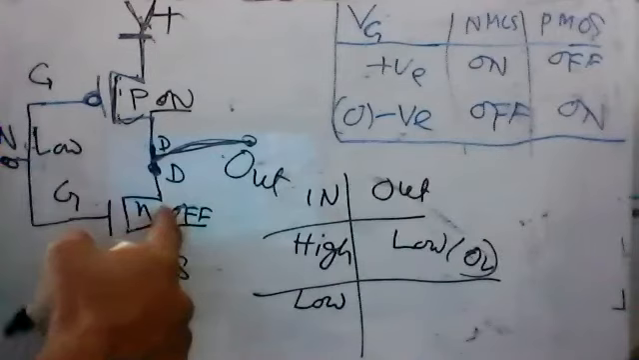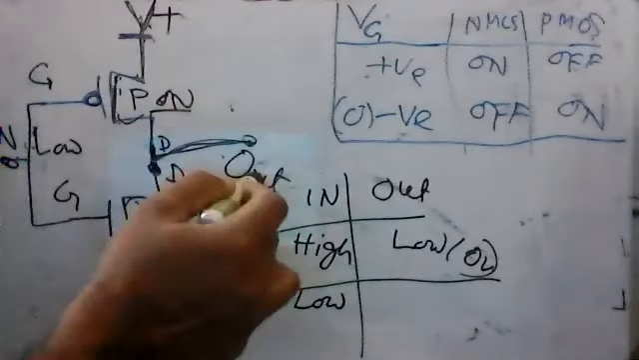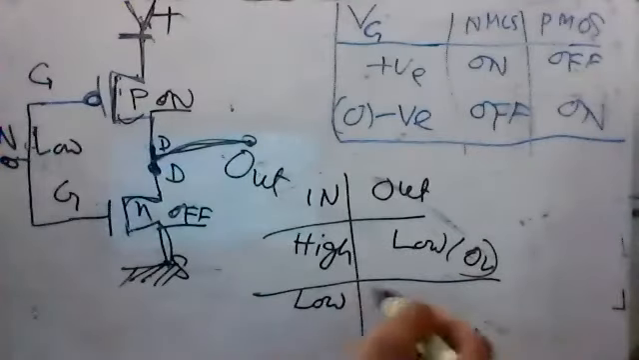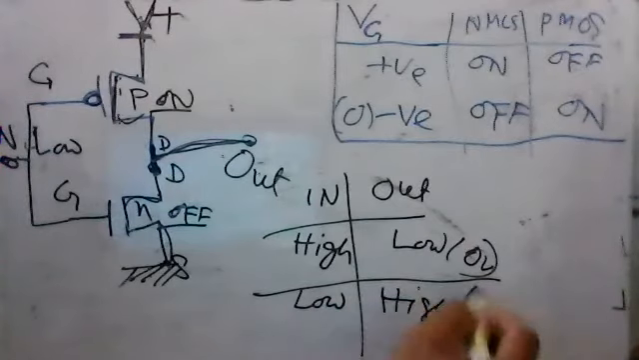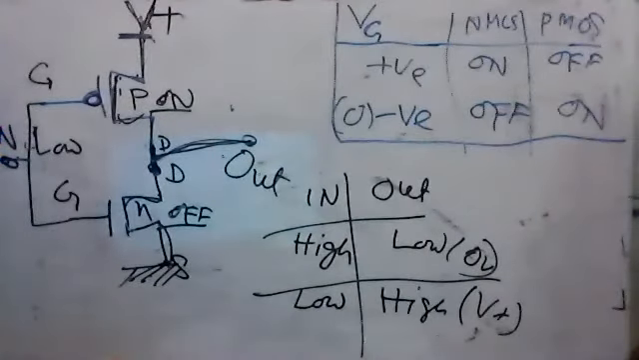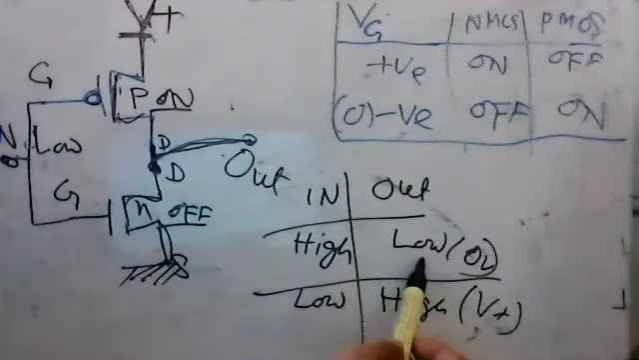But this one is off, so there is no way to be connected. So then the output voltage will be B plus. This high is high and will be B plus. And what about the voltage? So now if you look at the truth table: input high, output low. Then input low, output high.